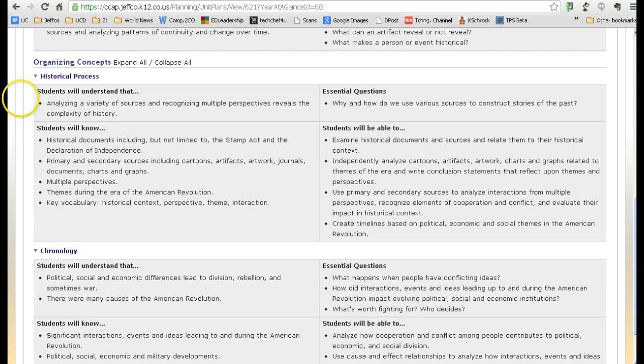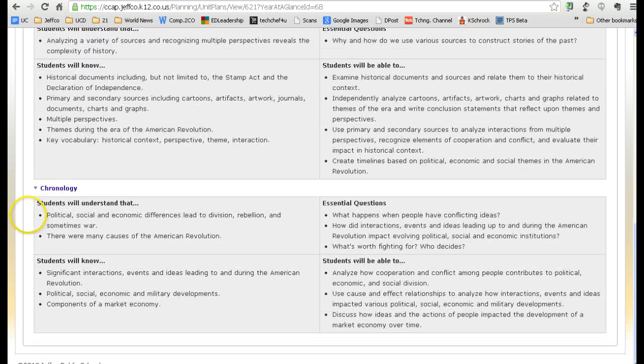This unit, number 1, really elevates the concept of historical process, which is the idea of how historians construct history. So with this first organizing concept, you're going to see a lot of things related to how students construct history, such as the use of primary and secondary sources, different historical documents you might be using, how students examine those historical documents, how they create timelines. Okay. Down here you have another organizing concept, which is chronology. So how have things developed and changed over time?